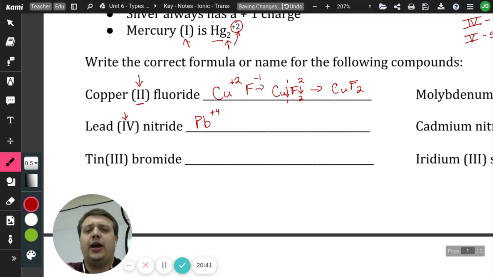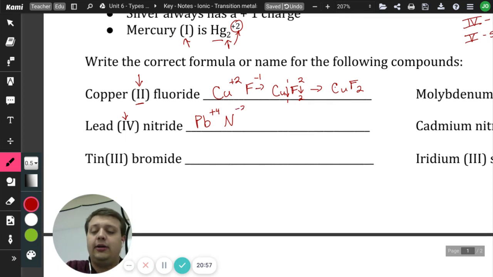And then I've got nitride. Now, what is nitride? Well, it ends in IDE, and the only other thing that's not just an element that ends in IDE is cyanide. Since that's not cyanide, I know it's just the element, which is N. N has a charge of -3 because it is in group 15.